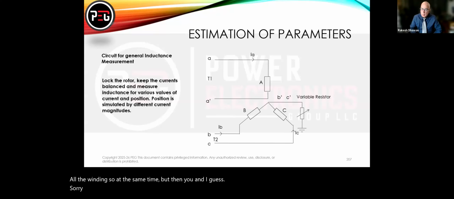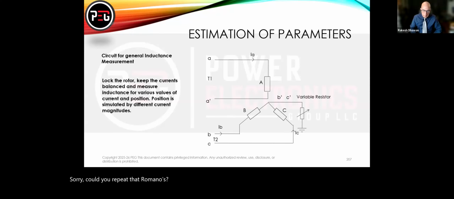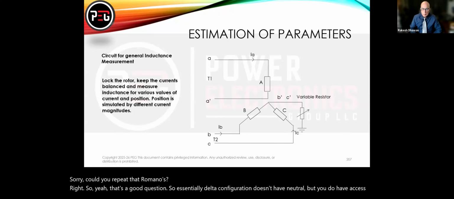Sorry, could you repeat that, Romanos? Yes. In this configuration, there is no neutral in the delta configuration. So how is this example going to work? Right. So yeah, that's a good question. Essentially, delta configuration doesn't have a neutral, but you do have access to all 6 terminals, right?